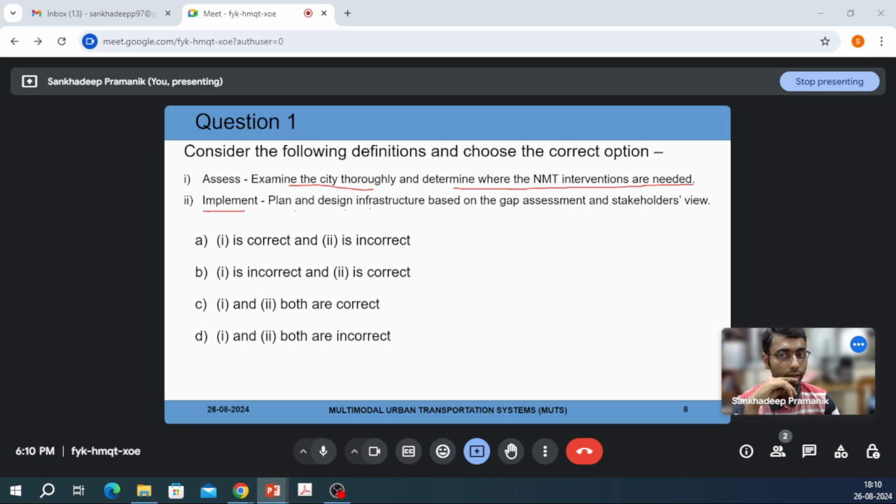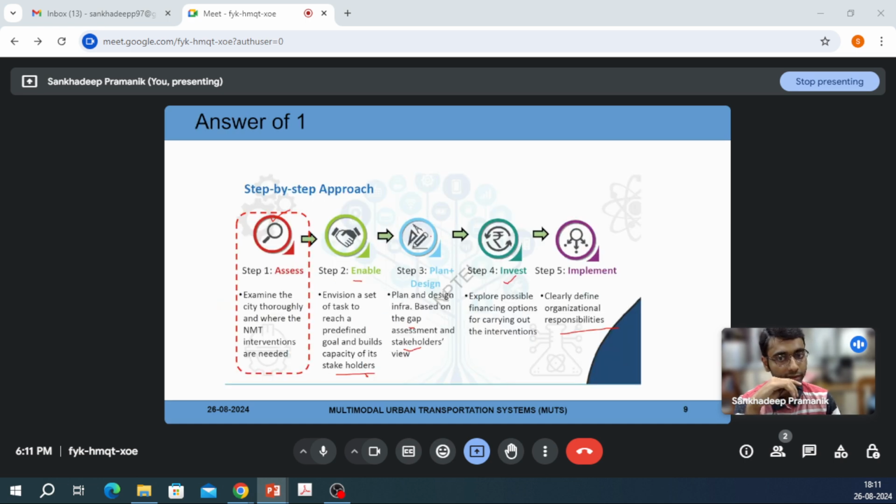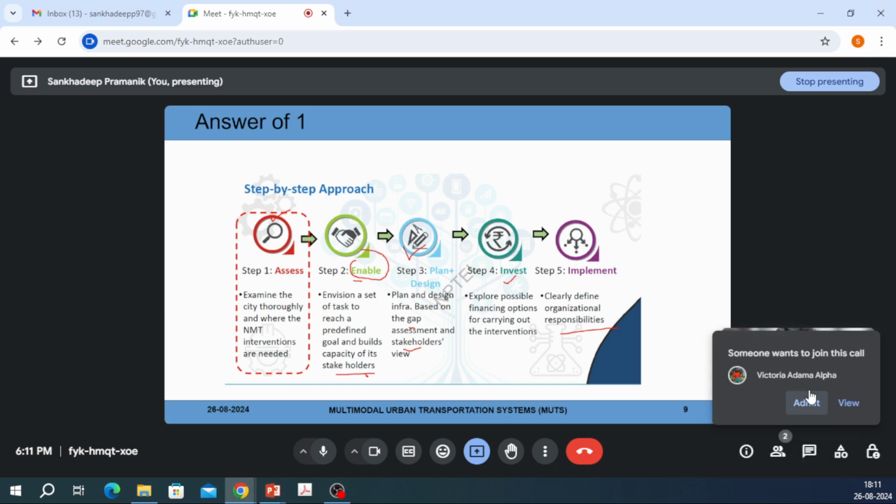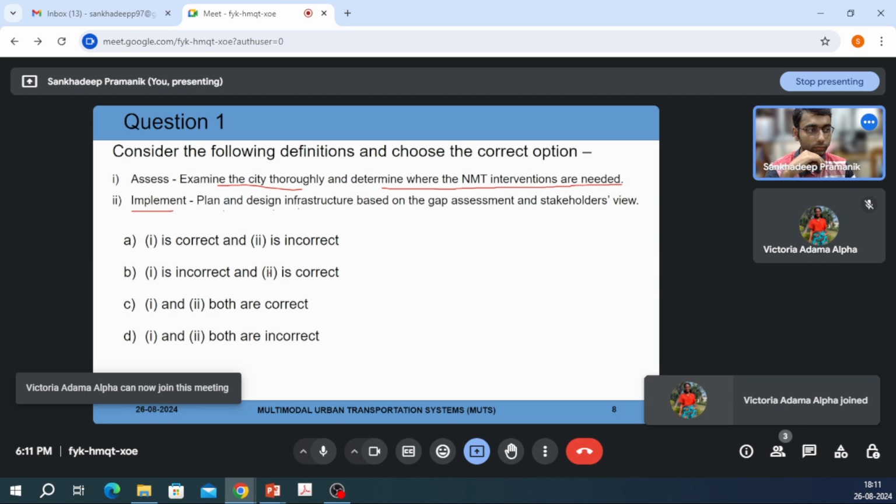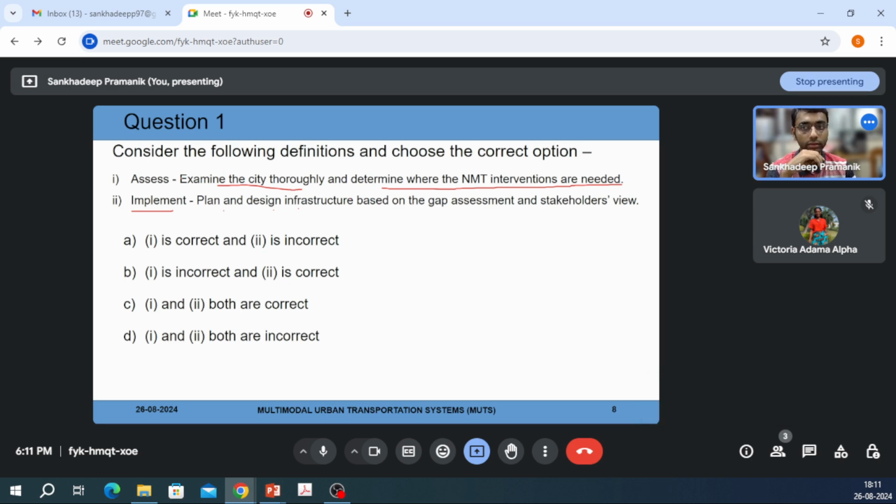So here it is saying that implement is to plan and design infrastructure based on gap assessment and stakeholders' view, which is basically this plan and this enable step. So we were discussing the questions. This is the first question. Consider the following definitions and choose the correct option.